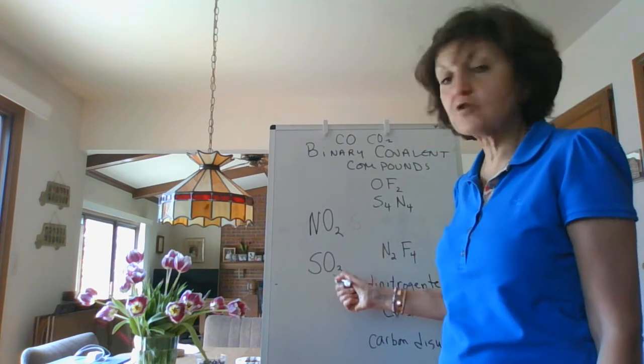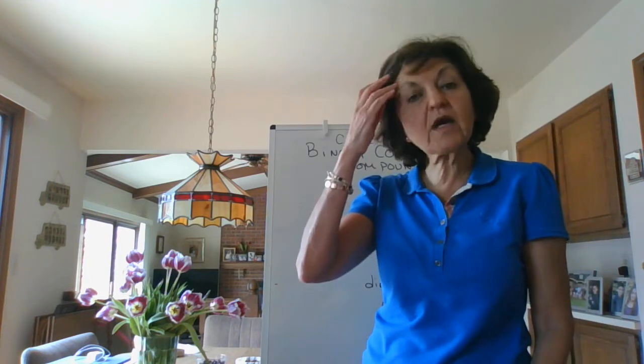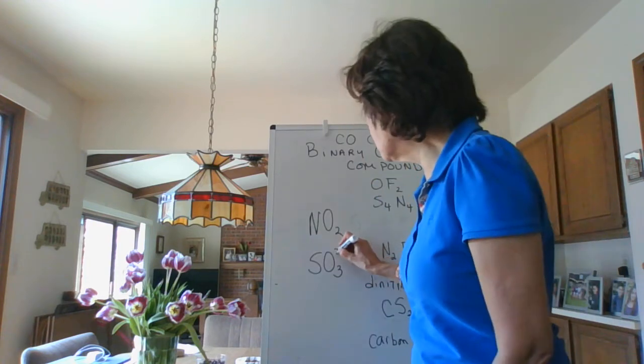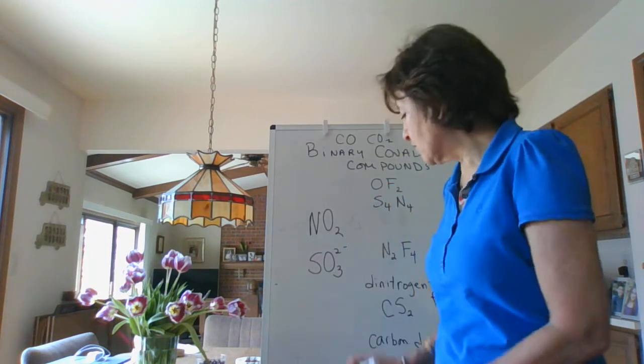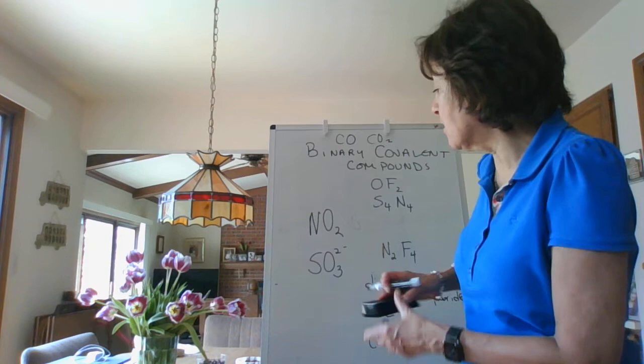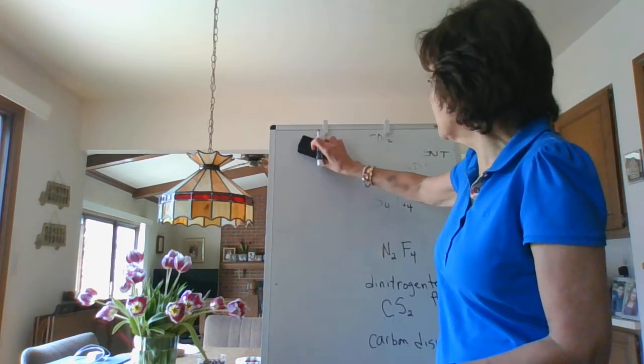They do the same thing with this one sometimes. This is sulfur trioxide. This is not the sulfite polyatomic ion. Okay? Now, if I put a 2 minus here, then yeah, that is sulfite. Okay? But without the charge, it's sulfur trioxide. Okay, so that's naming of binary covalent compounds.